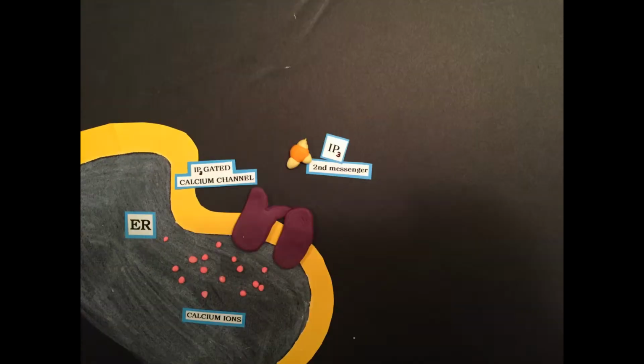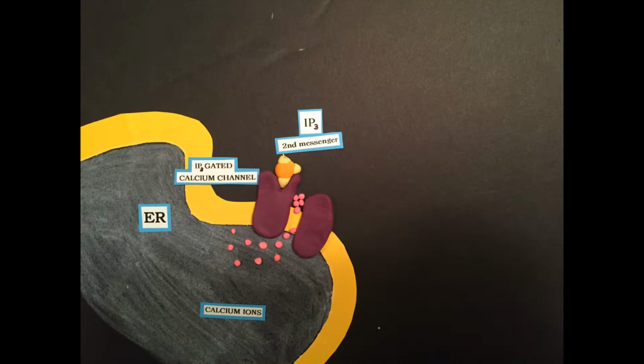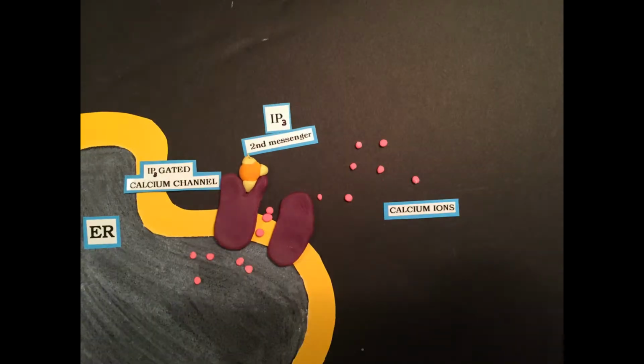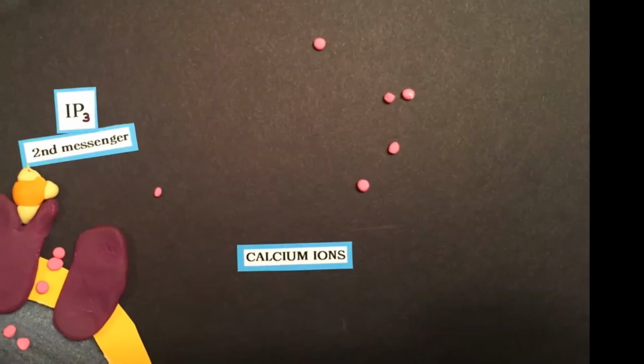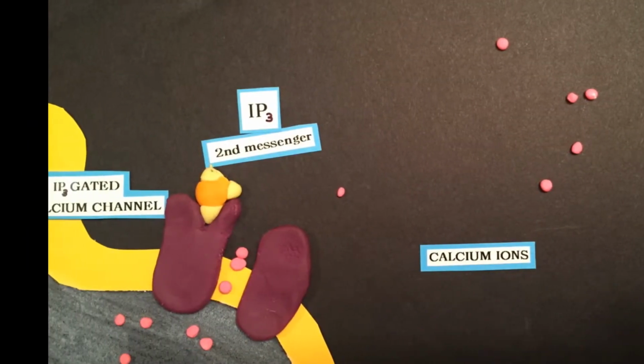IP3 quickly diffuses through the cytosol and binds to an IP3-gated calcium channel in the ER membrane, causing it to open. Calcium ions flow out of the ER down their concentration gradient, raising the calcium ion level in the cytosol.